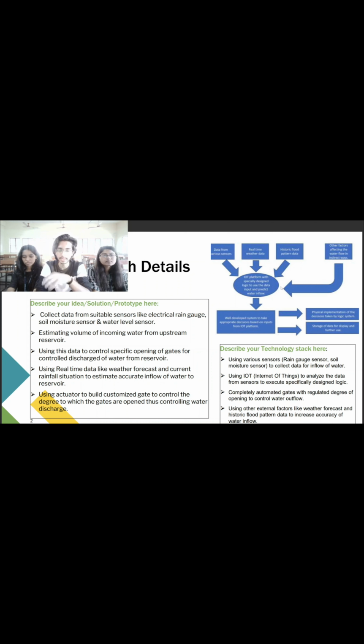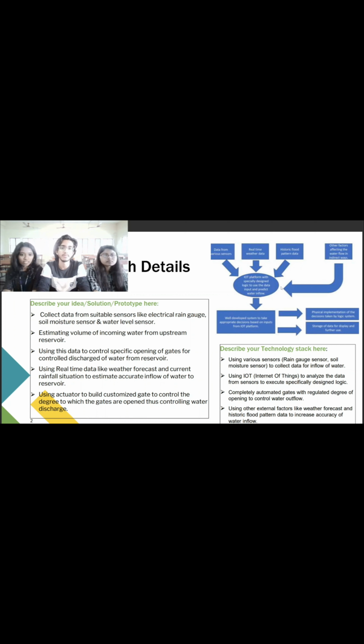from the reservoir. The data that we collect from various sensors is uploaded on IoT, and we have designed a specific logic to control this data and take required outputs. Also, we can increase the accuracy of determining the inflow of water by using real-time data like weather forecast and current rainfall situation. Also, we have an idea for an actuator, and we can build a gate that opens up to a certain degree, and thus we can control the discharge rate of the water, which will help us prevent flooding of the basin and flooding of the reservoir.